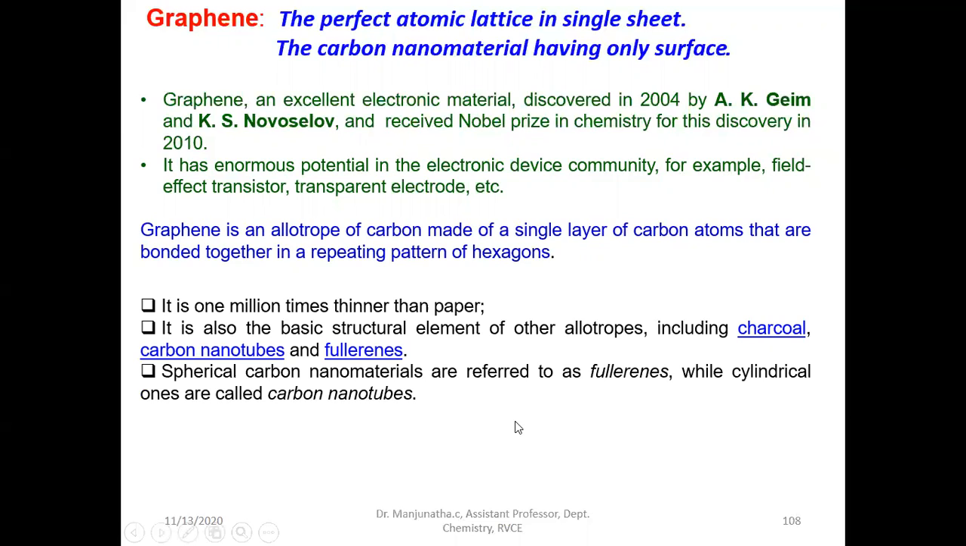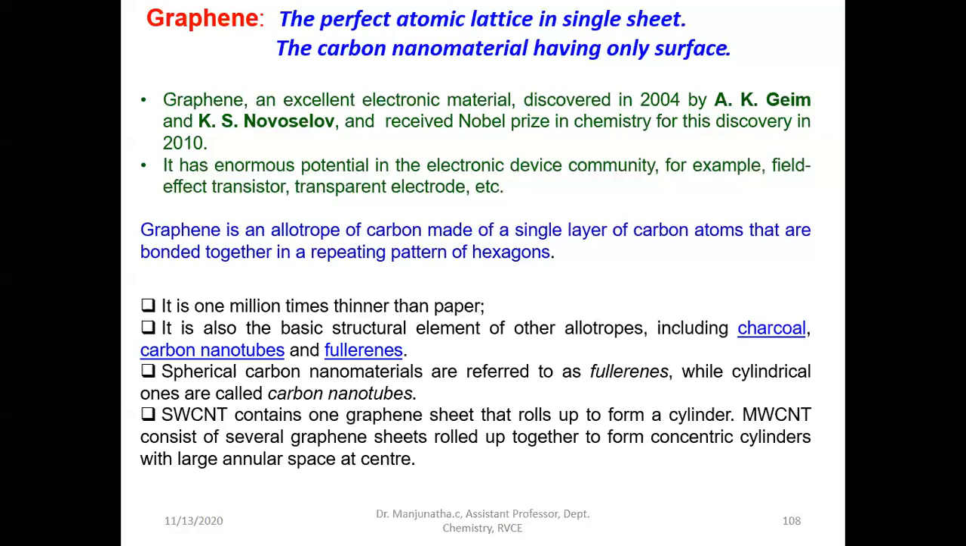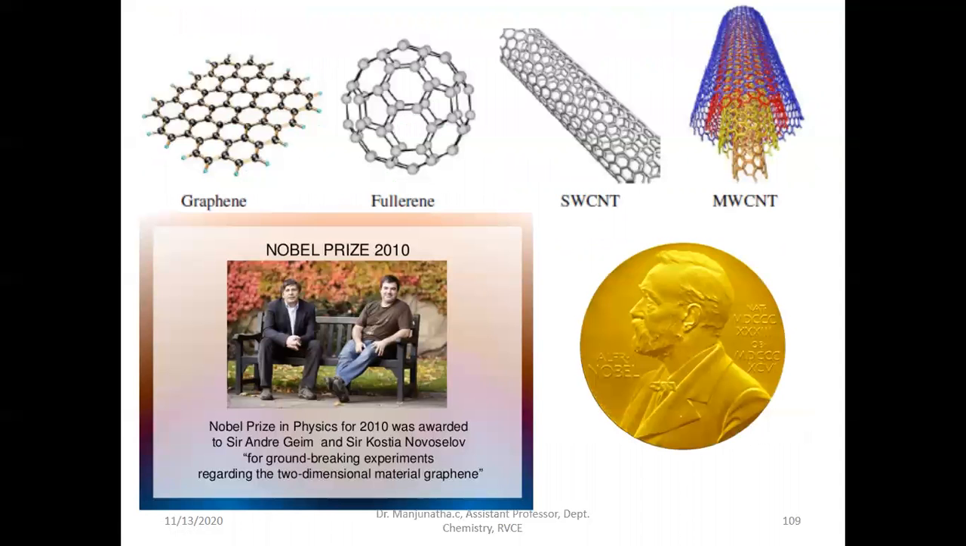If it is rolled up in the form of tubes, you will get carbon nanotubes. If it is rolled up in the form of a sphere, you will get fullerenes. Therefore, we call graphene the mother of all the other forms. If you take 2-3 graphene sheets and roll them up in the form of a cylindrical tube, you will get multi-walled carbon nanotubes. If you take a single sheet and roll it up in the form of a cylinder, you will get single-walled carbon nanotubes.